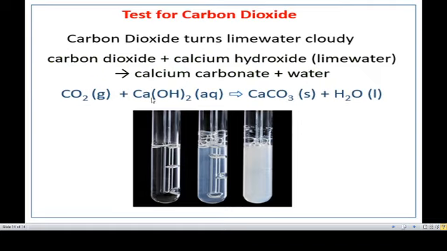This is a test of calcium hydroxide with carbon dioxide. Carbon dioxide turns lime water cloudy, that is, milky in appearance. Carbon dioxide plus calcium hydroxide forms calcium carbonate plus water. CO2 plus Ca(OH)2 forms calcium carbonate, the white color that appeared in the test tube, plus water as a byproduct. The formation of calcium carbonate is the reason for the shiny finish, the white appearance on the walls.